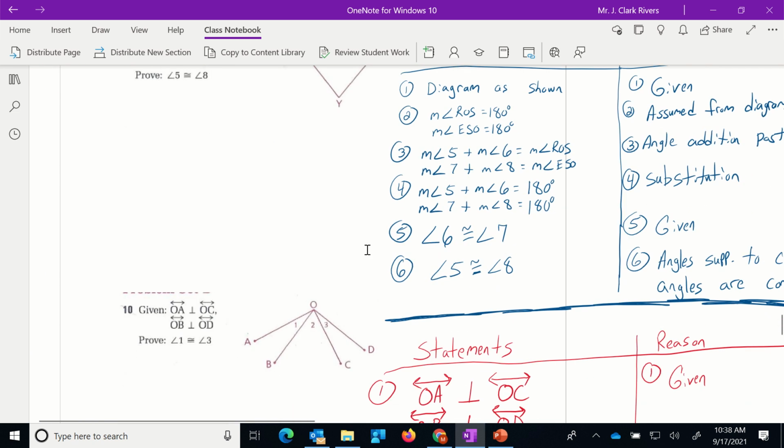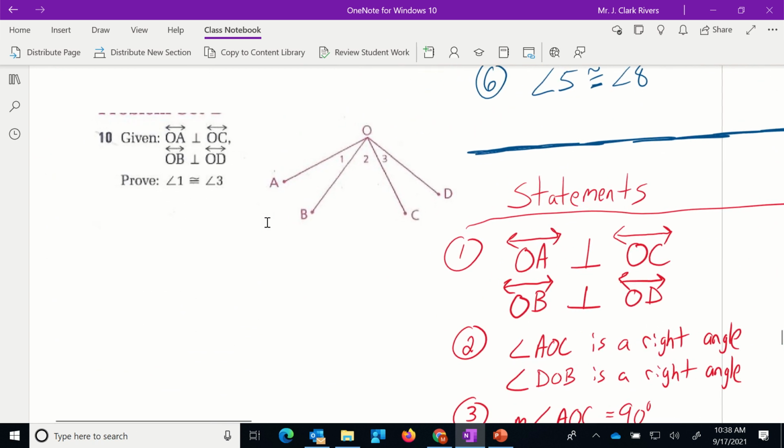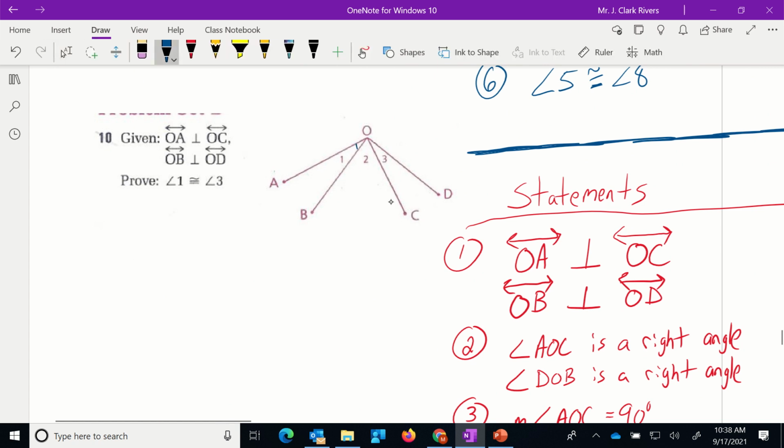All right, let's go down to 10 first, and I'll go back to 8. A lot going on here. Just stick with me. We know that OA right here is perpendicular to OC. So what does that mean? It means we have a right angle occurring right here. So you would say angle 1 and angle 2 are complementary.